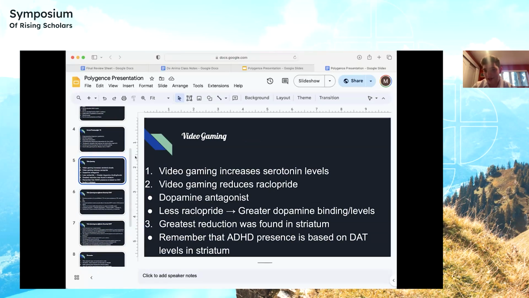I'm not going to explain the different types of video gaming, but what's important is that video gaming increases serotonin levels. This has a wide range of effects for OCD, but then again, not that important for this project. What's more important is that video gaming reduces raclopride. Now, raclopride is a dopamine antagonist. In essence, there's an inverse relationship between raclopride and dopamine, specifically the flavor of D2. So with the reduction, and let me backtrack, the greatest reduction was found in the striatum. And as stated before, ADHD presence is based on DAT levels in the striatum around the frontal lobe. So that's what's important here. So a reduction in raclopride would increase dopamine levels.